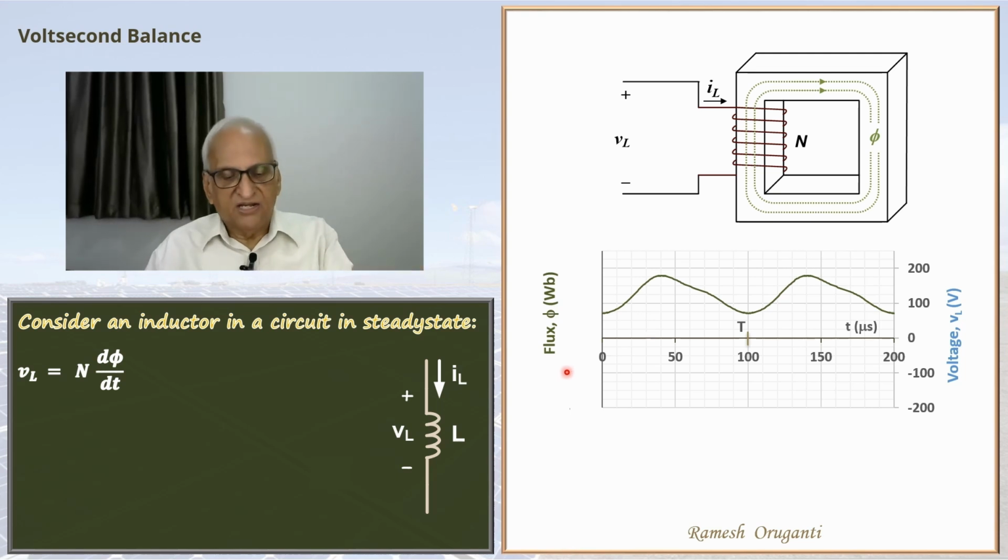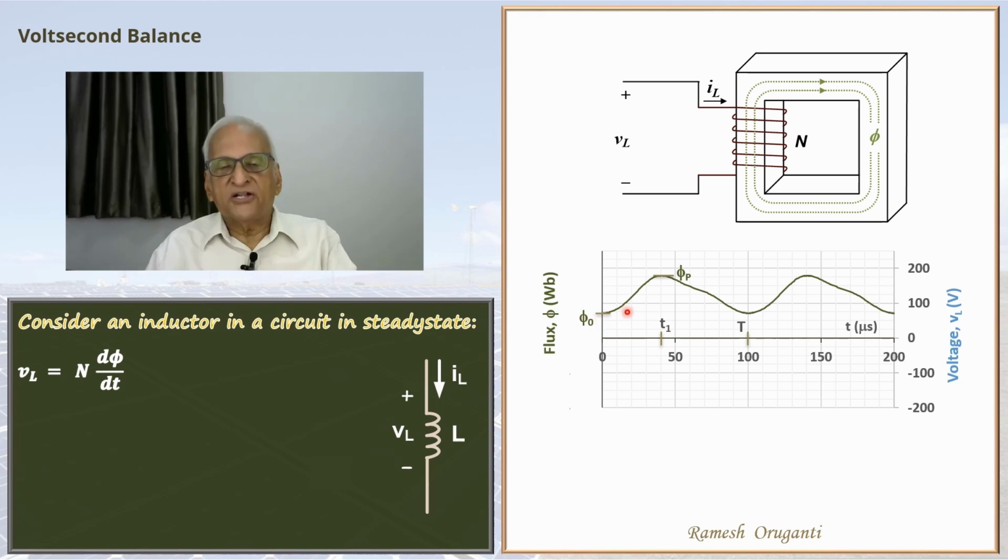Now let's get an idea of how the voltage waveform is going to look like. We are starting at a flux of phi naught. The flux waveform is at a minimum here. The slope of the flux d phi by dt is 0 here, and because it is 0, the voltage will be 0 at t equal to 0. The flux increases and it reaches a peak value of phi p at time t1.